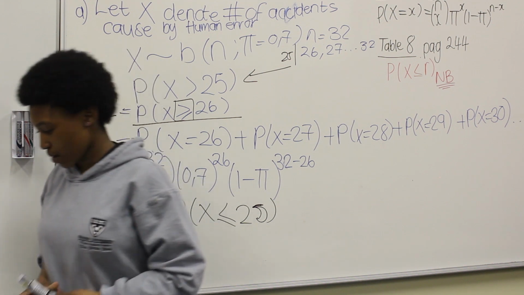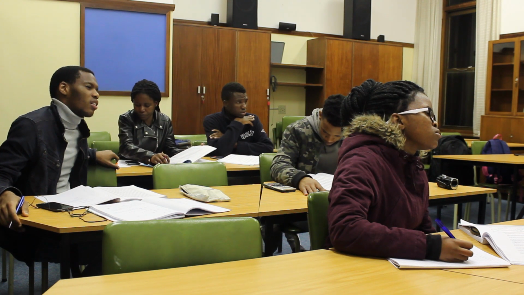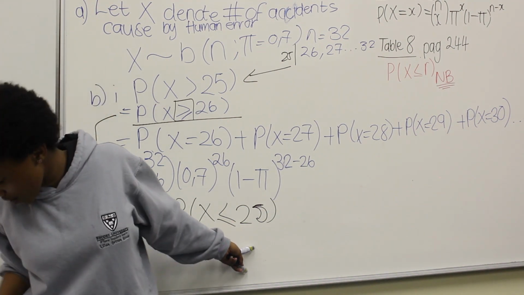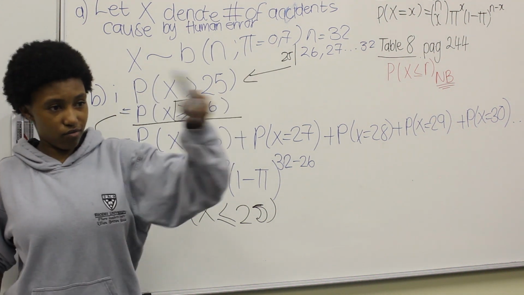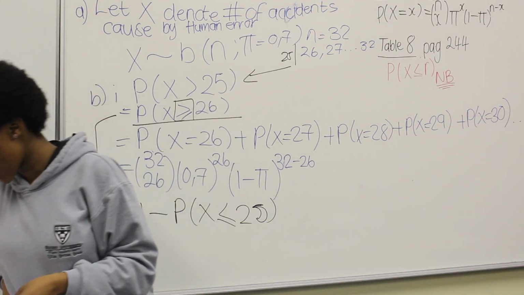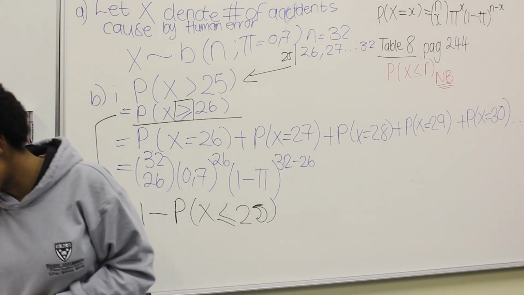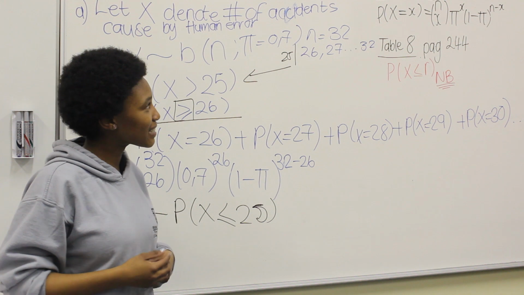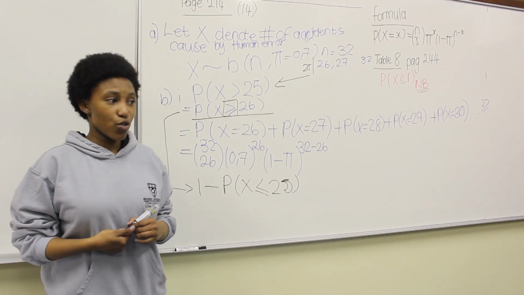right? And you're going to go to your table, and then you're going to find your n, which is 32, and then your r is 25, and at the top the pi is 0.7, which is not on the table. So then it means that we need to find the probability of the failure. Okay, so now the problem is that 0.7, sorry, is not in our table.